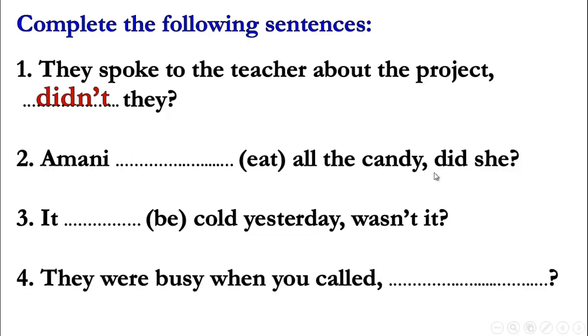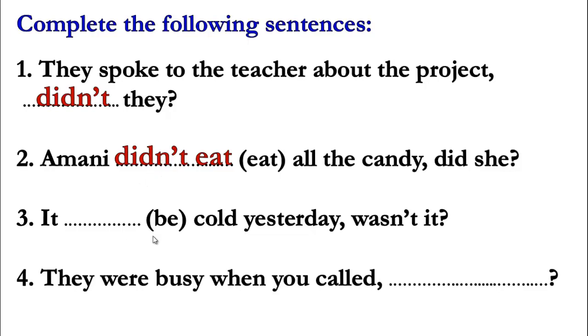Okay, number 2: Amani, space, here we have the verb eat all the candy. Did she? If you look here at the question tag, you are going to find it in the positive form. So the sentence must be in the negative form, excellent. So it's going to be what here? That's right, didn't eat, well done.